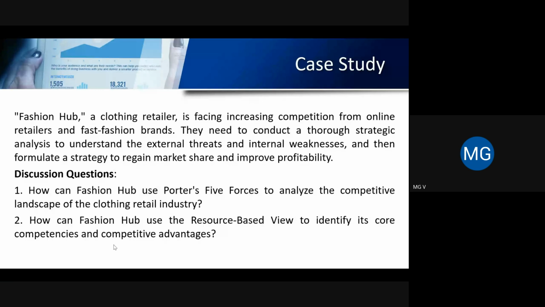How can Fashion Hub use the resource based view to identify its core competencies and competitive advantages? Yes, please. Anyone? So, analyze its resources and capabilities to determine which ones are valuable, rare, inimitable, and non-substitutable. Examples might be brand recognition, strong supply chain relationships, or a unique design capability.